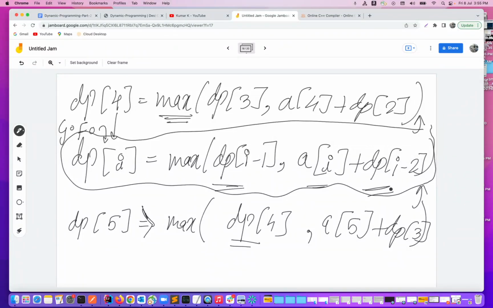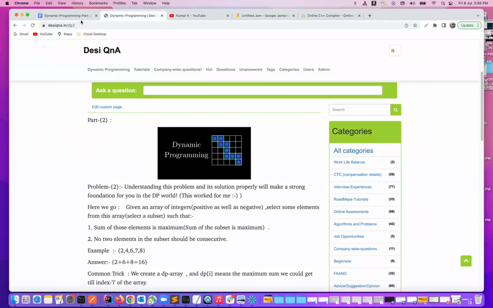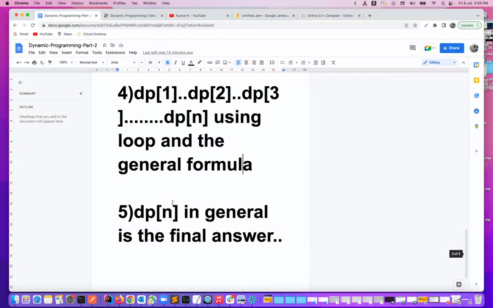So guys, I hope this thing is clear. And now focusing on the last step, it is to use a for loop. Calculate dp of 1 to dp of n using a loop and the general formula. So we'll run a for loop and calculate all these values, guys, and we will be done. dp of n will be our final answer for the problem.